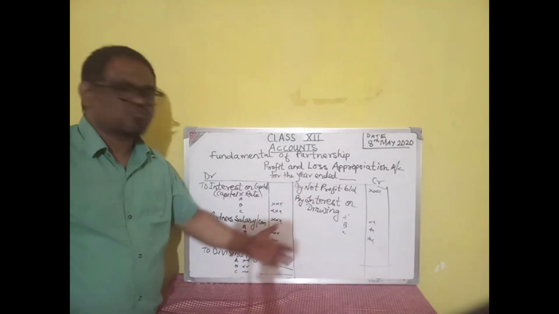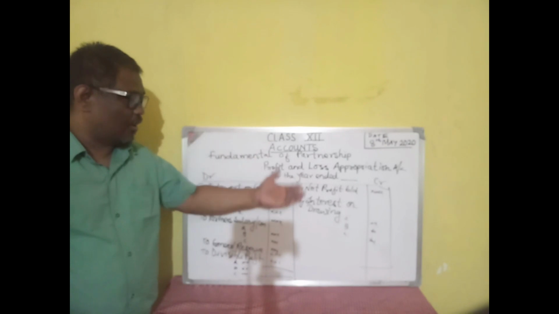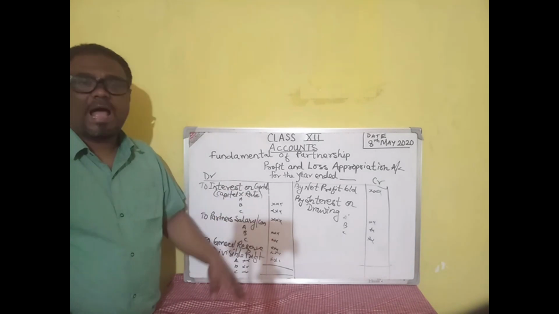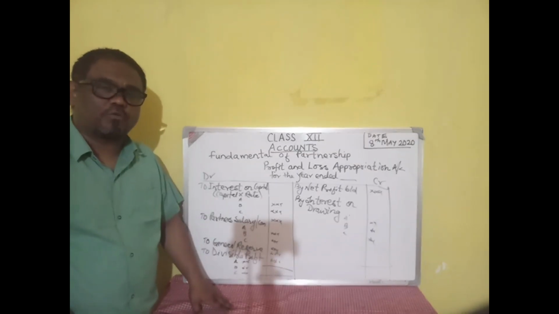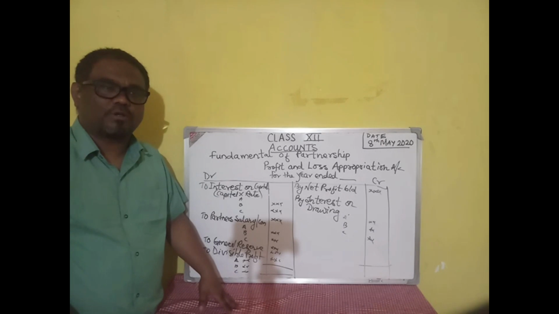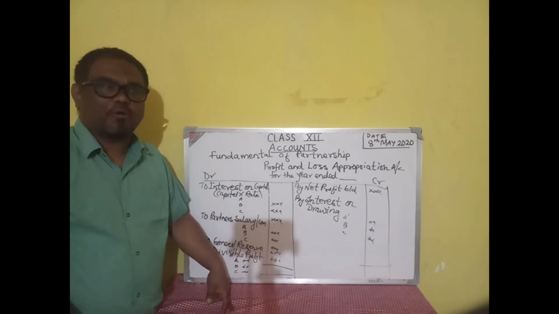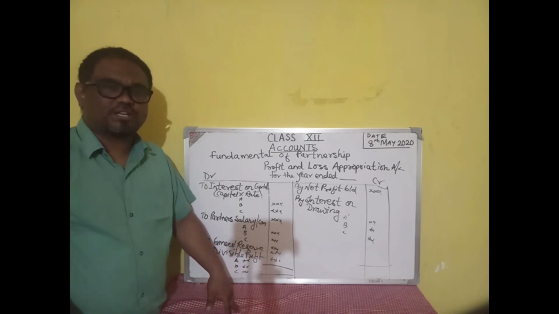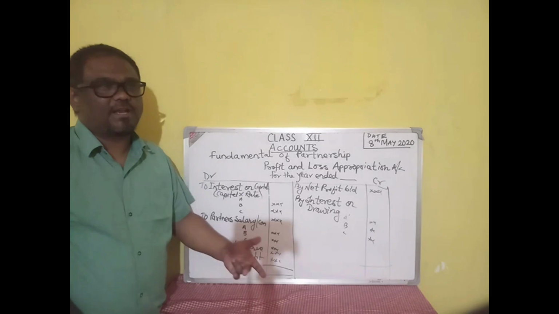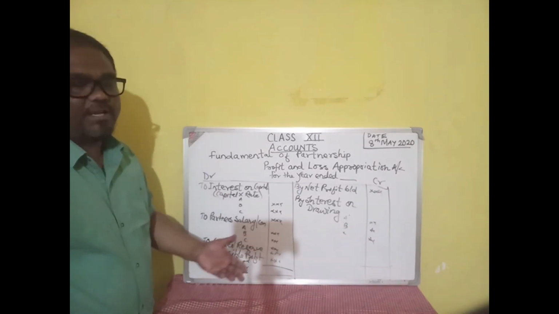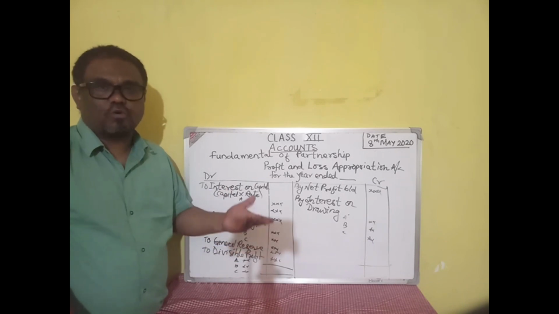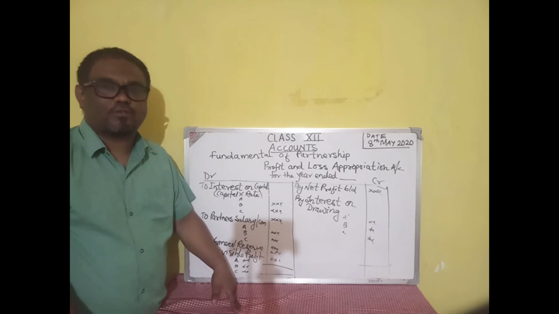So here, this is a sketch of the format for the preparation of the profit and loss appropriation account. After the preparation of the profit and loss appropriation account, we will prepare the partners' capital account. There are 2 ways of preparing the partners' capital account. One is the fixed capital method, another is the fluctuating capital method. But generally, if there is no direction, we prepare it in the fluctuating capital method. It can also be prepared under the fixed capital method. Both we have to learn.